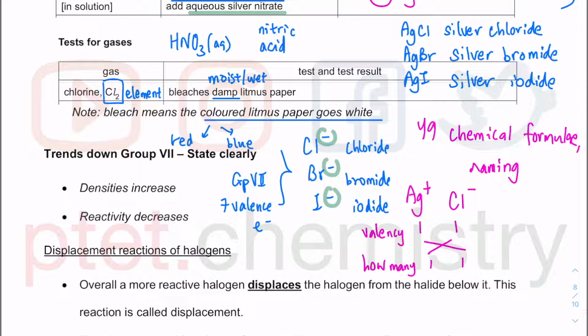So I'll just break this lecture tutorial for a little bit, and I'll show you experimental tutorial videos showing you the bleaching of litmus paper where chlorine is present. I'll be back shortly.